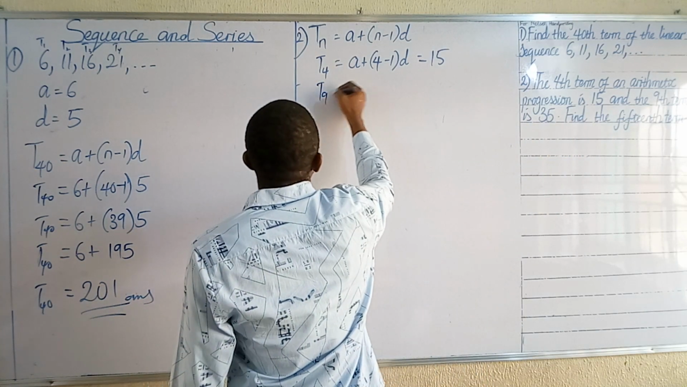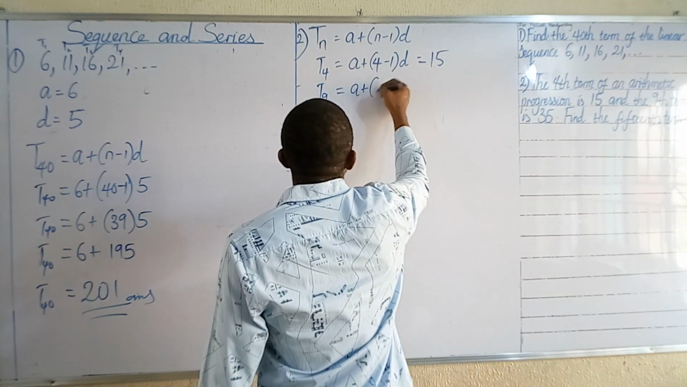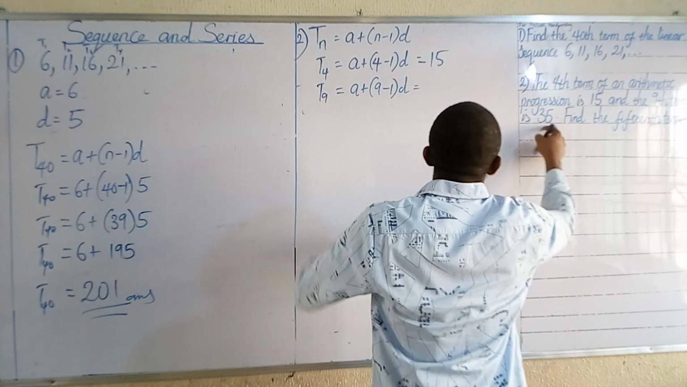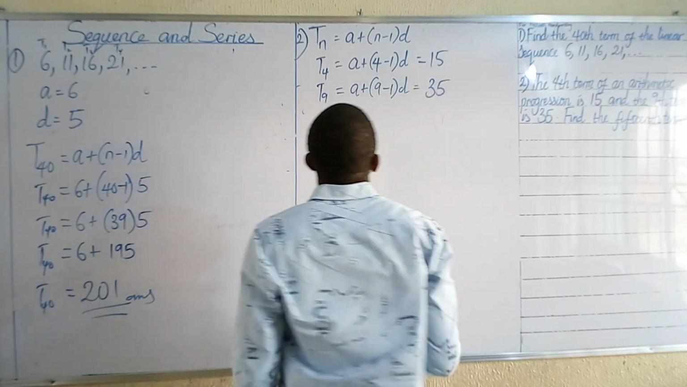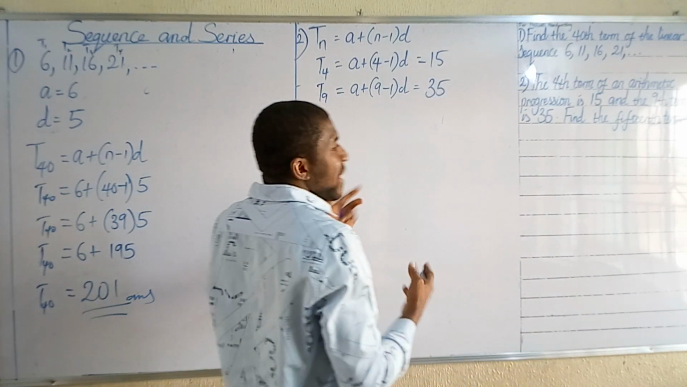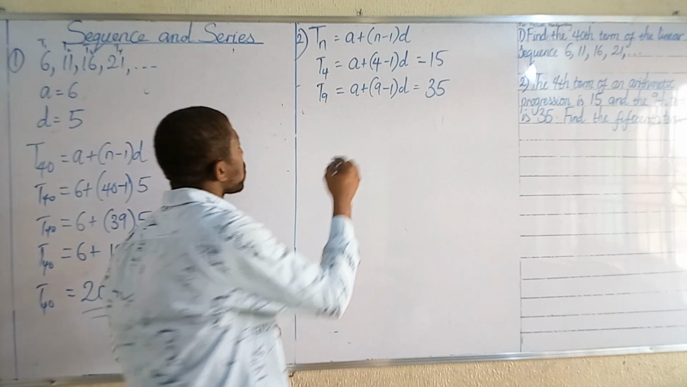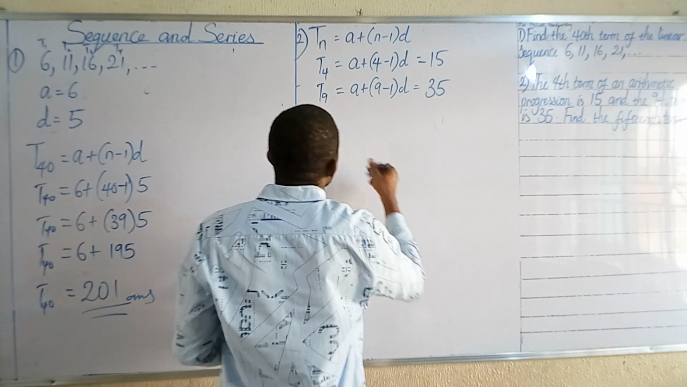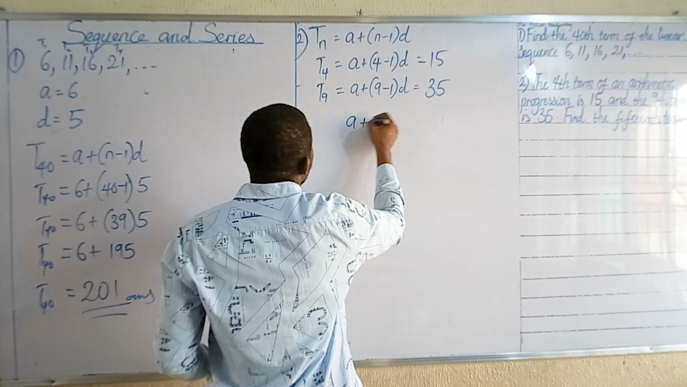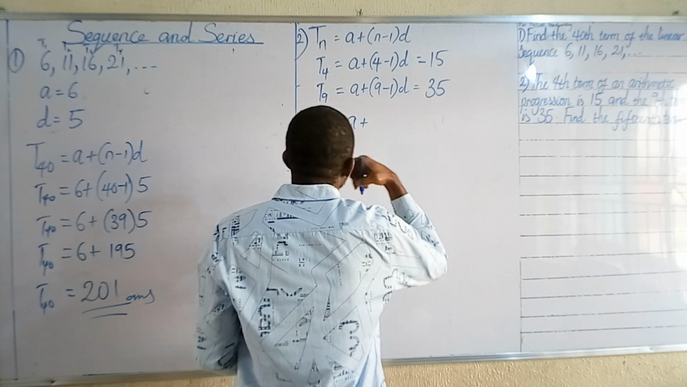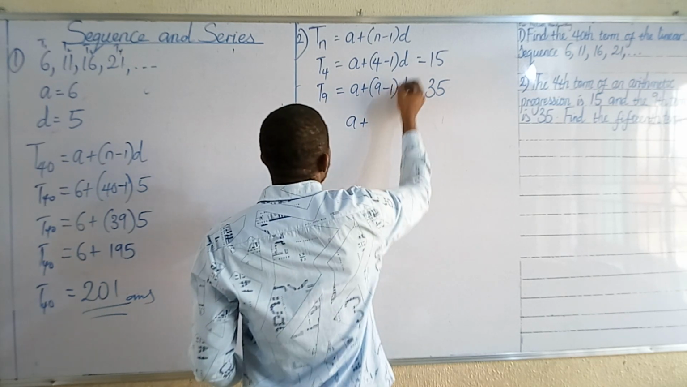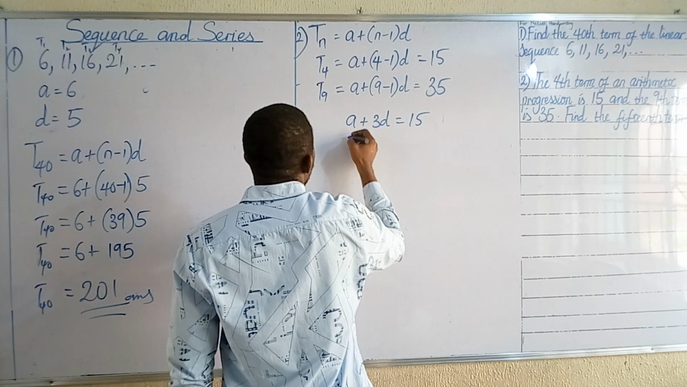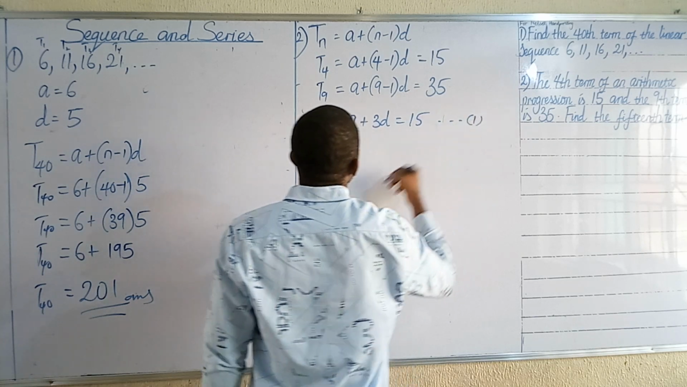From this nth term again, let us get the 9th term. So T9 is equal to A plus 9 minus 1 d, and the value for T9 is 35. So we place 35 here. Now, we don't know the value of A and d, so let us take these two and solve. We have A plus 4 minus 1 is 3, 3 times d gives me 3d equal to 15. Let me call this equation 1.